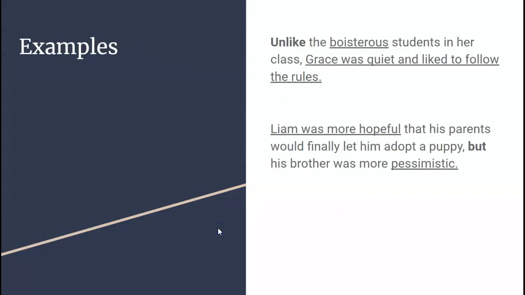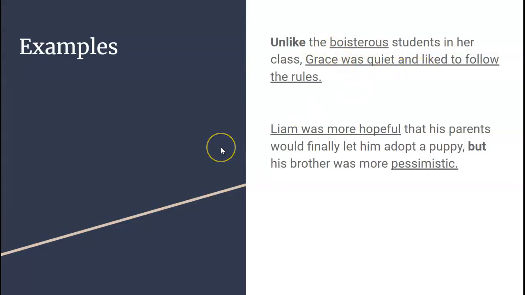So some examples of our antonym or contrast context clues are: unlike the boisterous students in their class, Grace was quiet and liked to follow the rules. So our unknown word here is boisterous. We have the keyword clue, unlike. So Grace is the opposite of boisterous. Grace is quiet and she likes to follow the rules. So if she is the opposite, then boisterous must mean loud and someone who does not like to follow the rules.